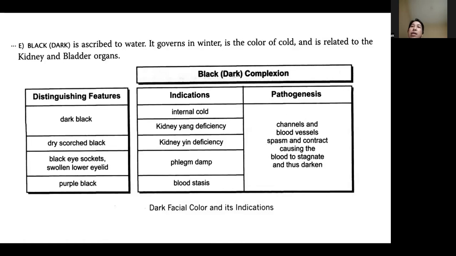Dry scorched black, the indication of kidney yin deficiency. Black eye socket, swollen lower eyelid, the indication of phlegm damp. The purple black indicates blood stasis. And the pathogenesis is the channels and blood vessels spasm and contract, causing the blood to stagnate and thus darken.